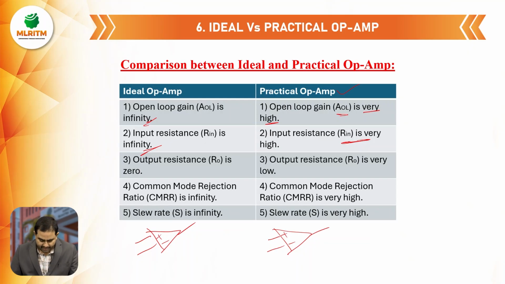So coming to the third point, the output resistance of an ideal op amp is 0. If 0 is there on the ideal side, what will we write on the practical side? We have to write very low, right? That is the difference we have to identify.